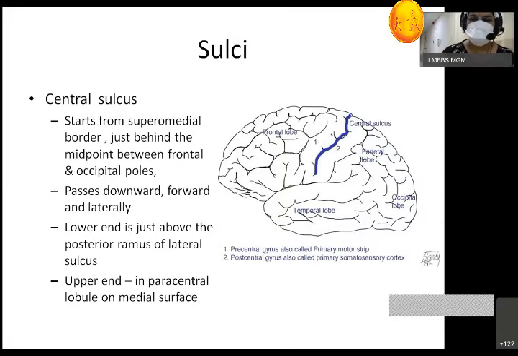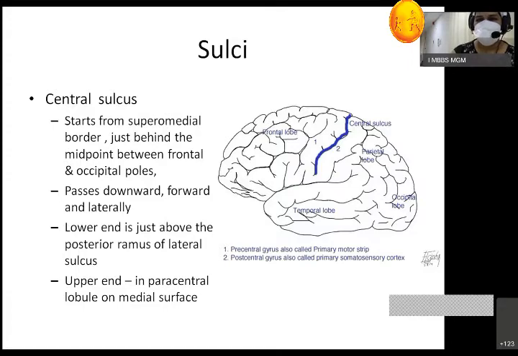Now to understand the superolateral surface, we have to understand two important sulci, which are very important for the sulci and gyri, as well as functional areas, as well as understanding the position of the cerebral hemisphere. First is called the central sulcus. Though it is called the central sulcus, it is not in the center. It starts from the superomedial border, which is separating the superolateral surface from the flat medial surface.